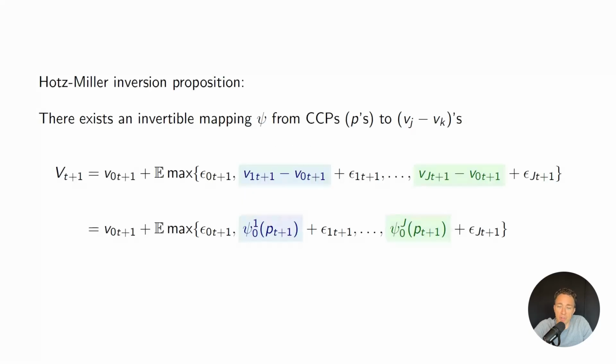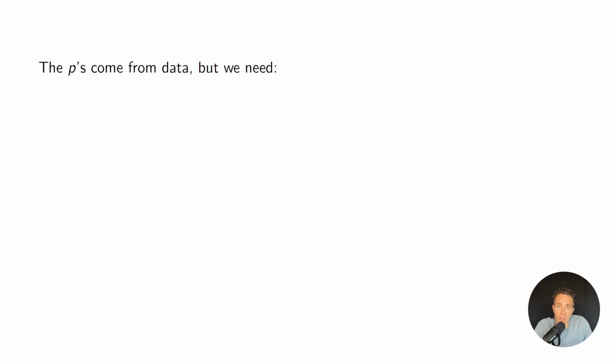Just to review from our last video, the proposition is that there's an invertible mapping, which they denote as psi, that maps the choice probabilities from our data to our difference conditional value functions, which are objects of our structural model. As I mentioned, we can get these choice probabilities from the data, but we still need additional information in order to utilize them in our estimation.